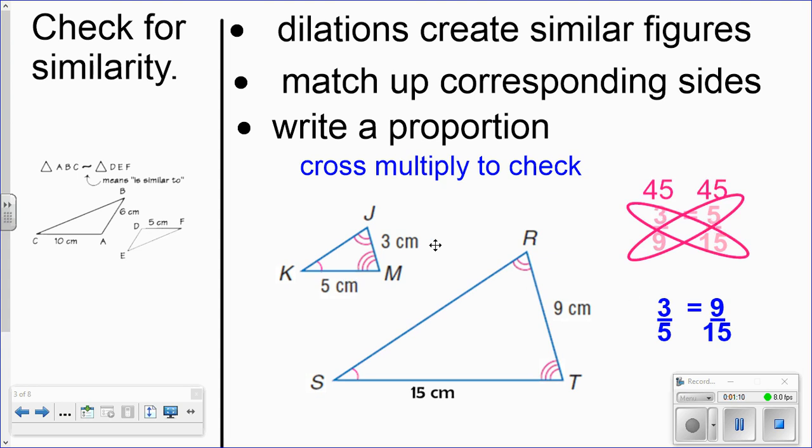I could also do 3 is to 5. So this side of the triangle, the 2, 3 arcs to the one side. So 3 is to 5 as 9 is to 15. And again, cross multiply to check.